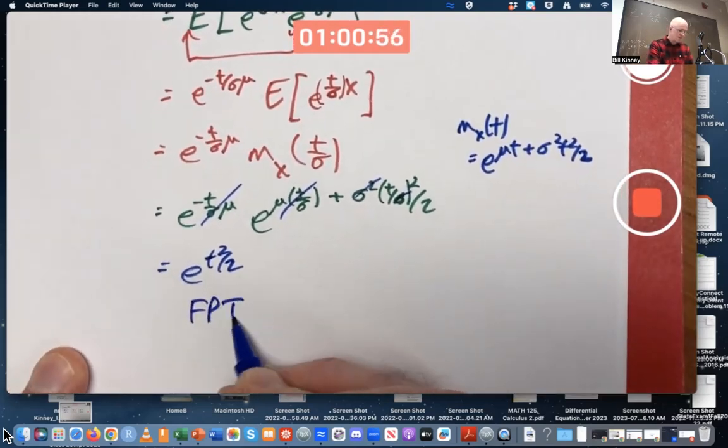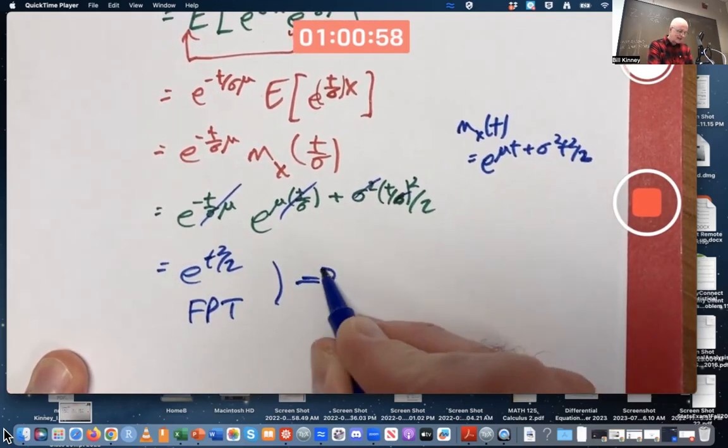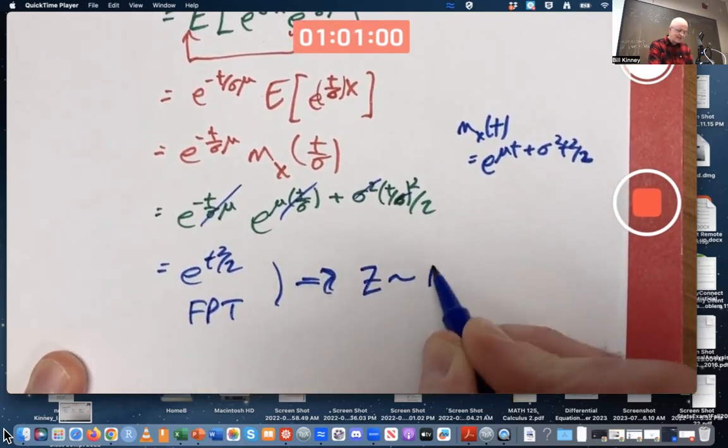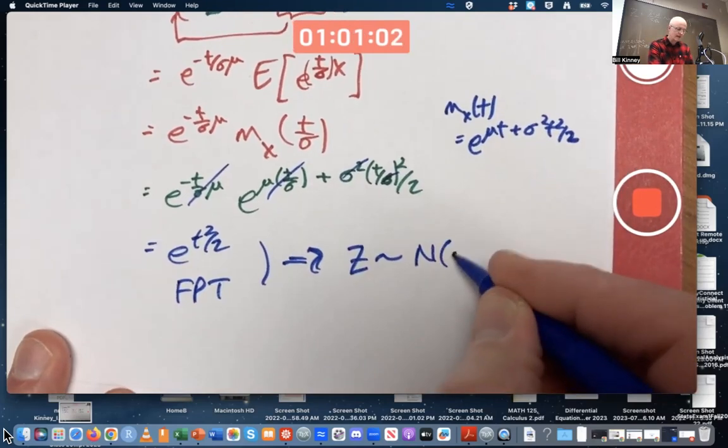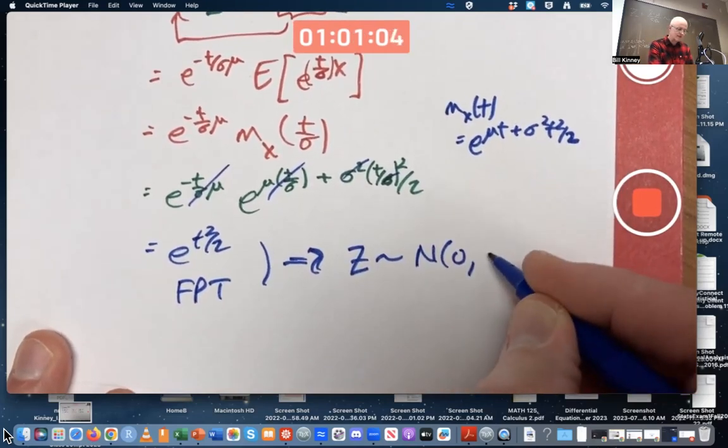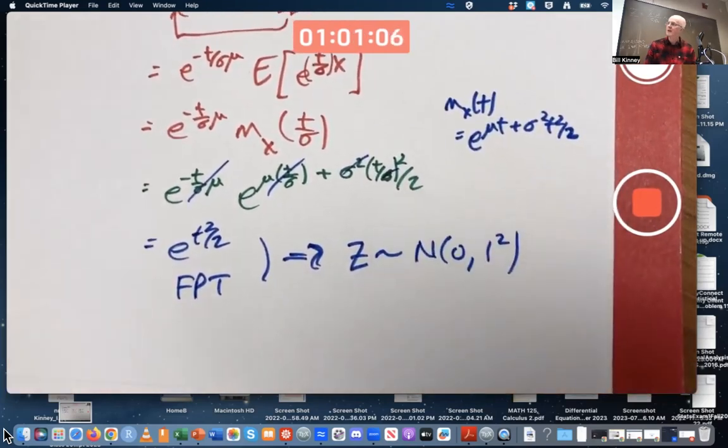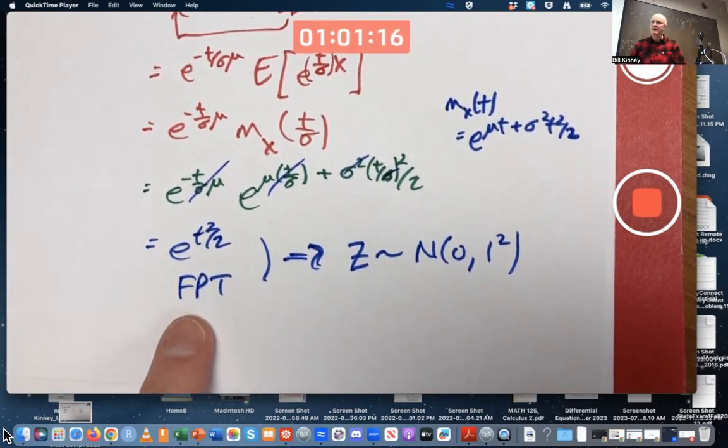Fingerprint theorem implies that Z is normally distributed with mean 0 and variance 1, which I'll write as 1 squared. We're done. Z does have a normal distribution. FPT means fingerprint.